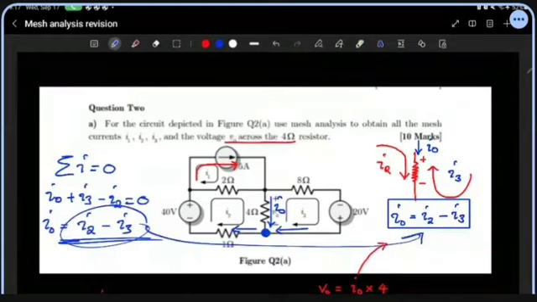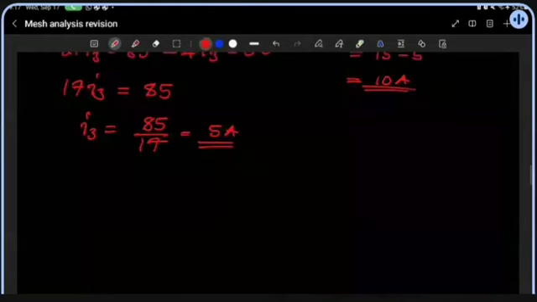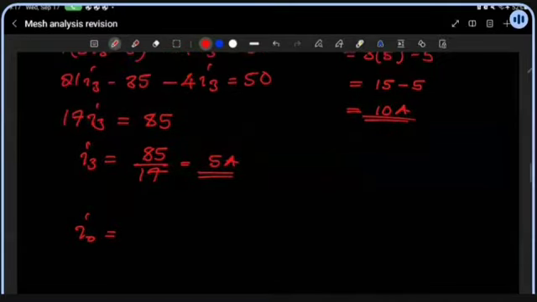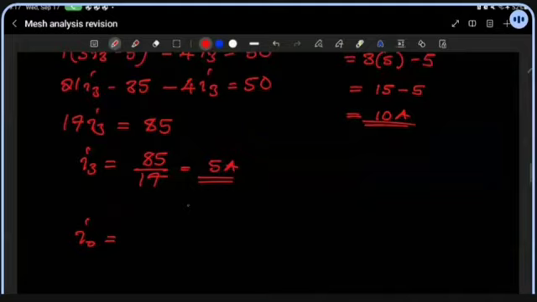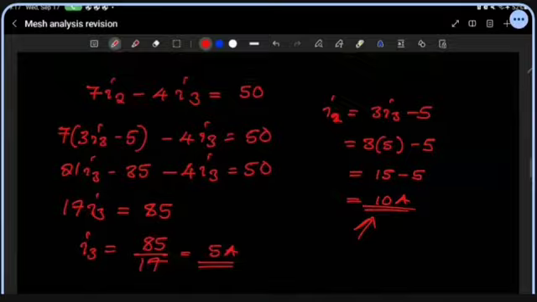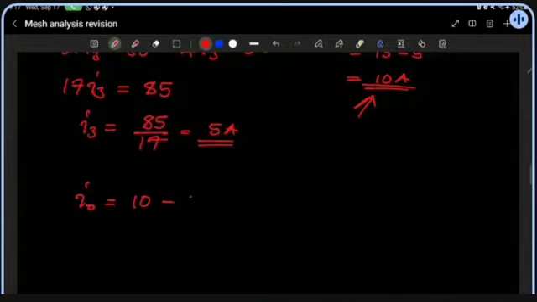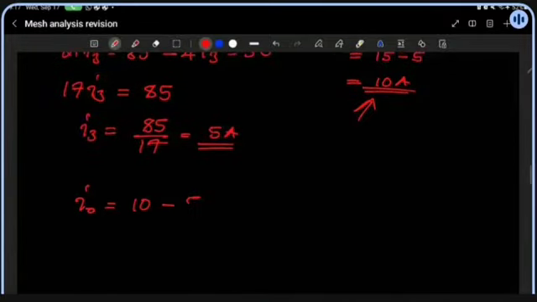And since we know the mesh currents, finding I0 can then be straightforward. I0, which is the current through that 4-ohm resistor, we saw that it is I2. I2, we got 10 amps. So I have 10 amps minus I3. I3 was 5 amps, so I have minus 5. When you get the difference here, we get 5 amps as the current through that branch.